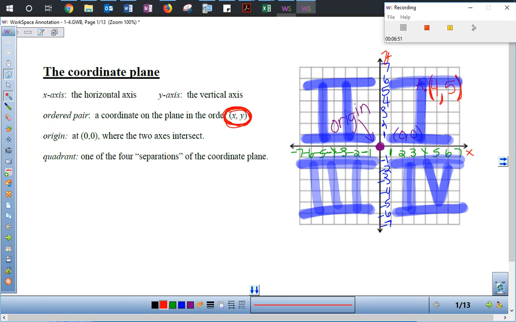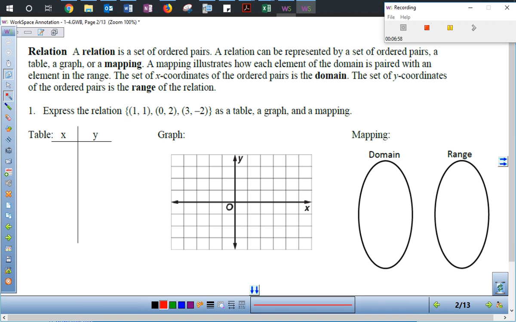All right, now that we've talked about what a coordinate plane is, let's talk about something called a relation. Now, a relation is a set of ordered pairs. I'm going to highlight that so you guys can see it. A relation is a set of ordered pairs. Now remember, a set includes the set brackets, which were the fancy brackets, okay? We can represent a relation either by writing just the set of ordered pairs, so like with the fancy brackets and all of that. We can represent it as a table, we can represent it as a graph, or we can represent it as a mapping.